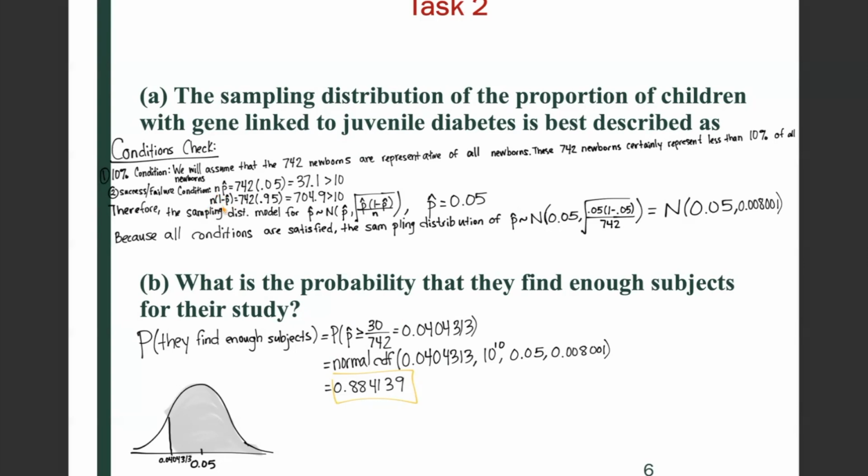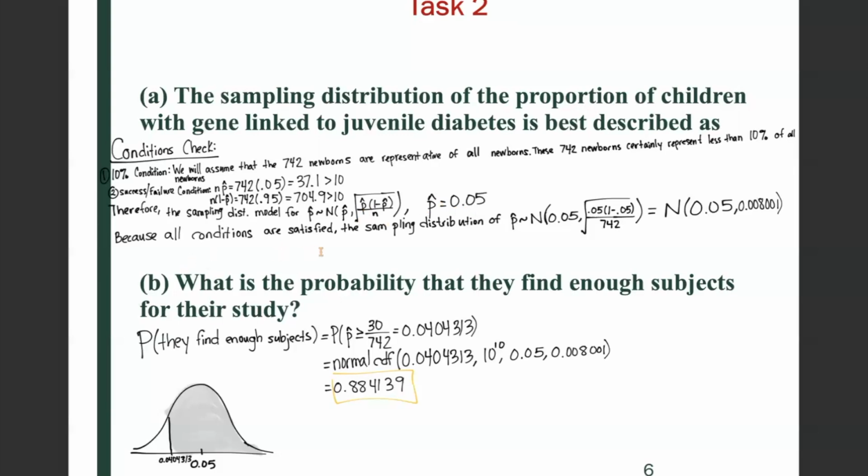So n times 1 minus p hat equals 742 times 1 minus 0.05, which is 0.95, which gives us 704.9. That's greater than 10, so that condition is also met, so we're good there. Therefore, the sampling distribution model for p hat follows a normal distribution with mean p hat and standard deviation the square root of p hat times 1 minus p hat over n. And so here we set our p hat to 5%, or 0.05.